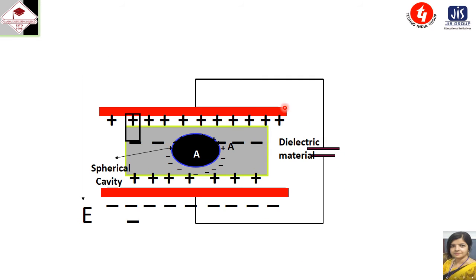So this is the dielectric material, and this is the direction of the electric field, and this is the spherical cavity, as shown. So the dielectric material is placed between the plates of the parallel plate capacitor, and this is A.